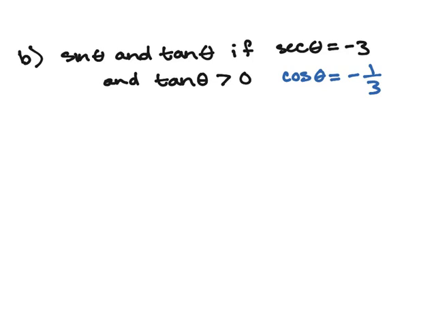So when we're trying to figure out what quadrant it goes in, cosine's negative. So cosine's going to be negative either in quadrant 2 or 3. And it says tangent's positive, so we're in quadrant 3.